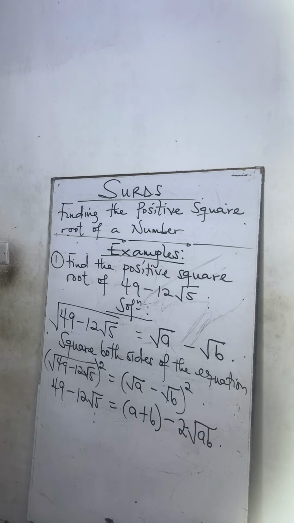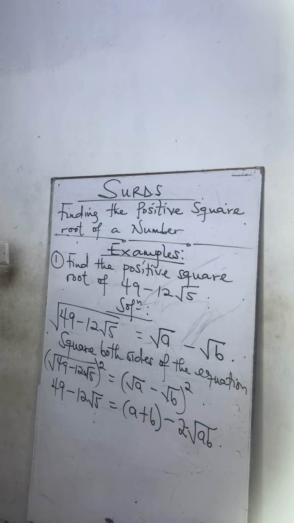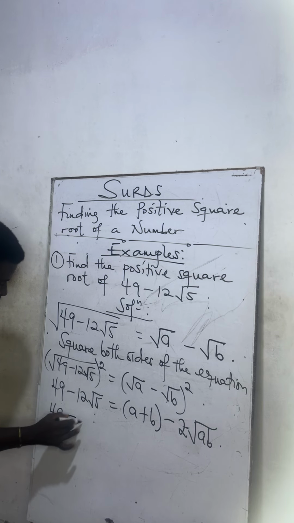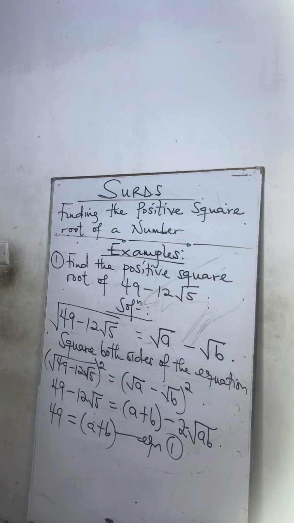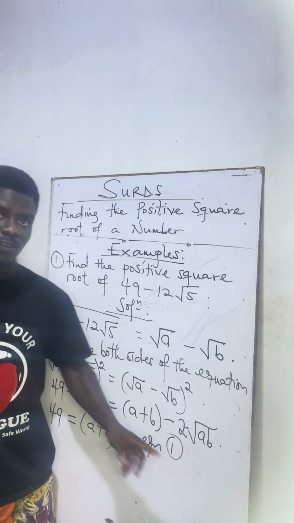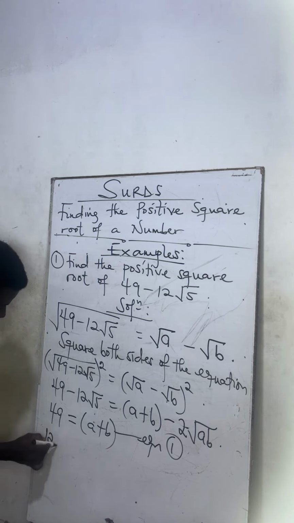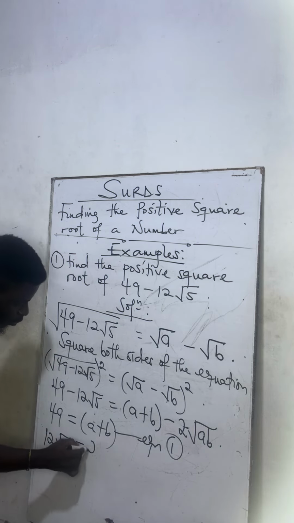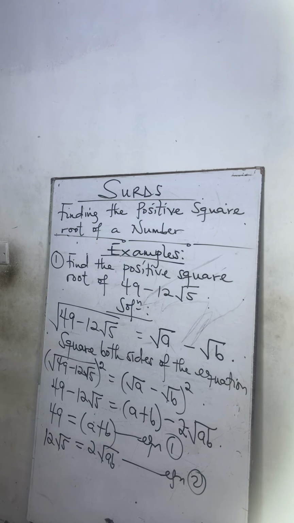Alright, we go. So by equality of surds, 49 will be equal to a plus b because it's not inside a square root. So 49 is equal to a plus b. So this one will be equation 1. And here we have negative 12 square root of 5, then here negative 2 square root of ab. Don't forget, negative cancels negative, so you can ignore that. So I have 12 square root of 5 equals 2 square root of ab, and this will be equation 2.